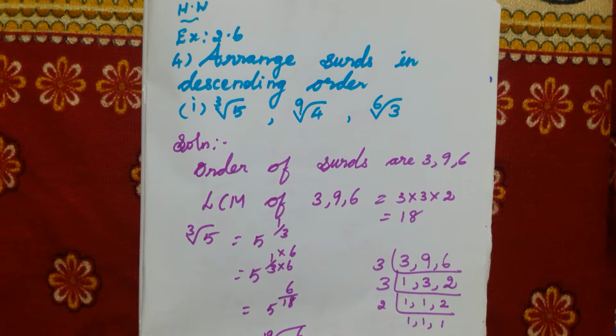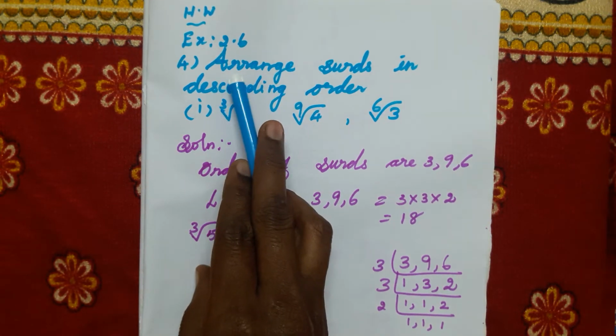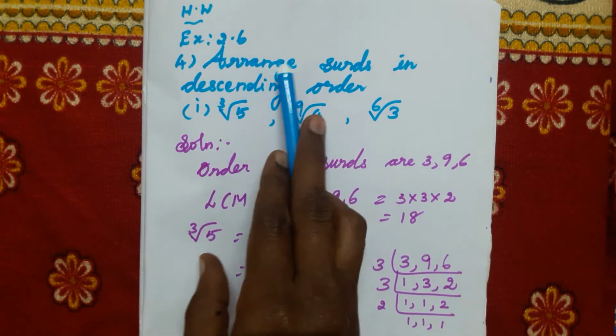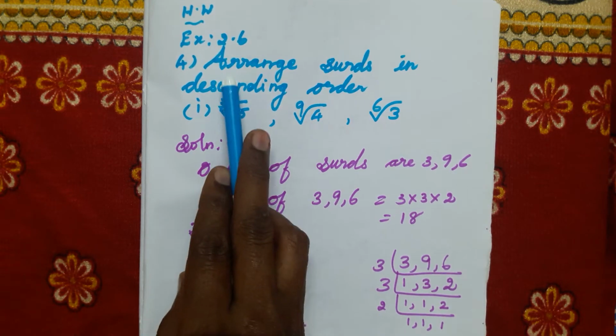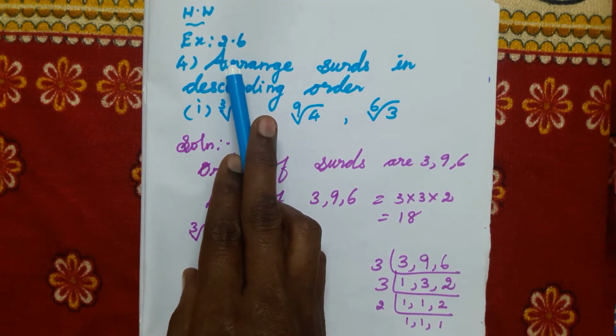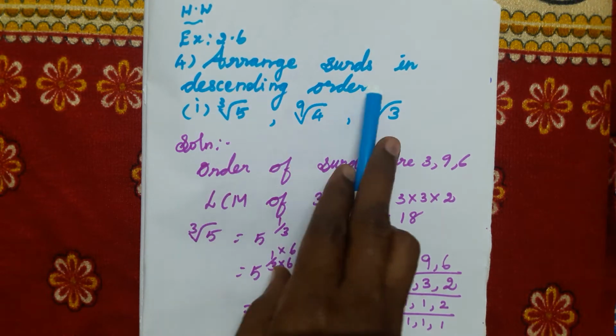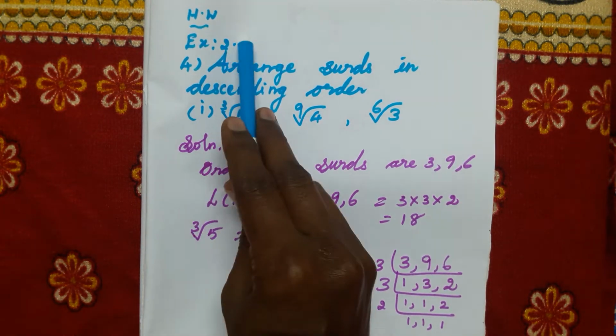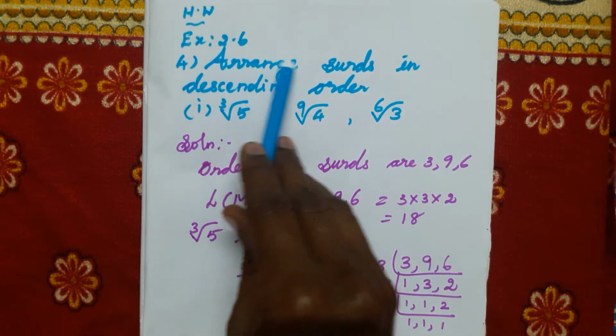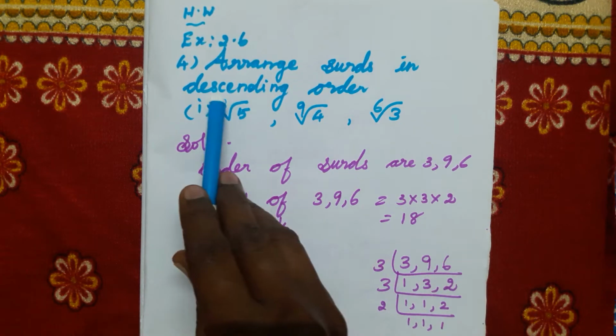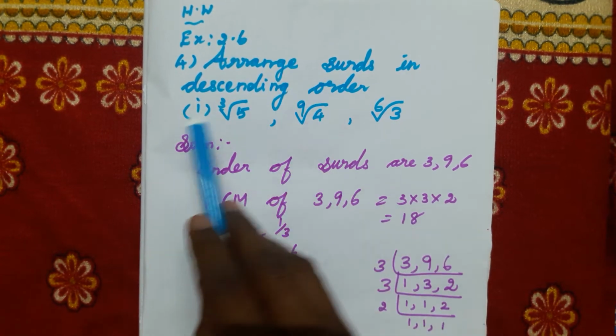In the previous class, I have given one problem as homework. Have you all completed? Okay. Take your homework booklet, homework notebook and check your answers. Exercise 2.6 for the problem. Arrange surds in descending order.